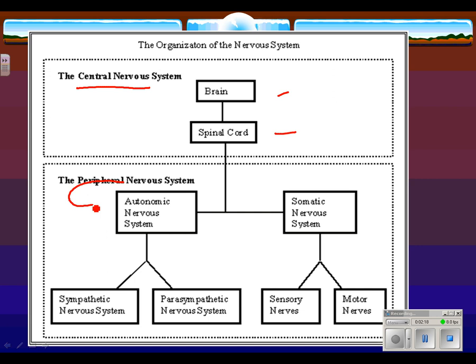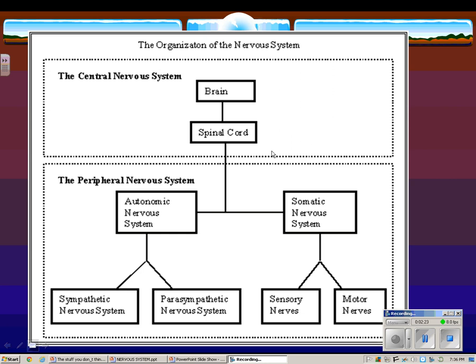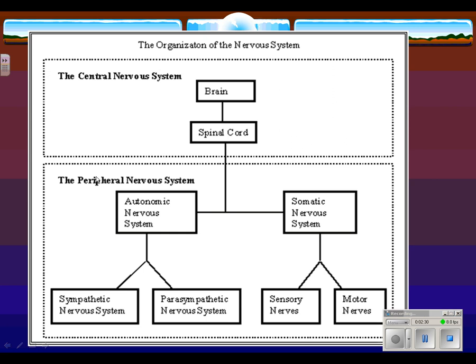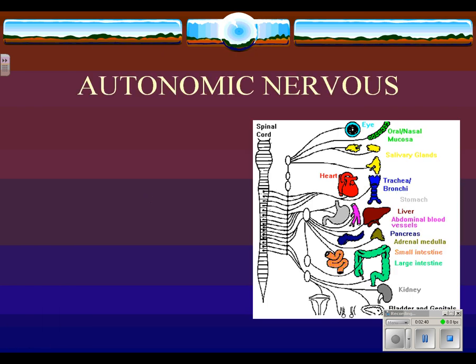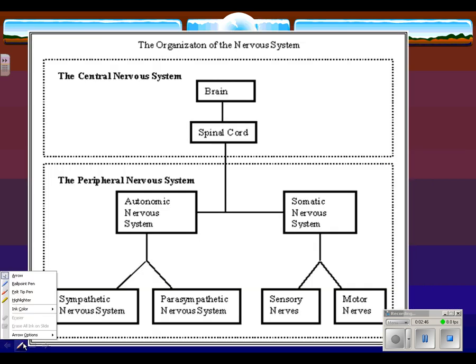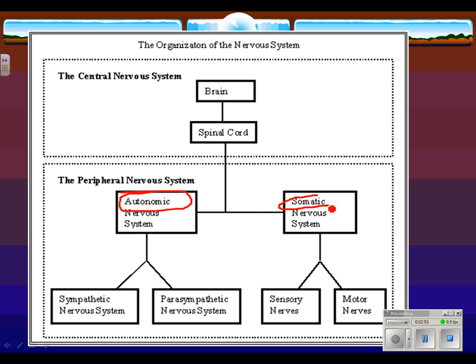Sorry about that, my ink's a little off. The peripheral nervous system. Peripheral meaning outside. The peripheral actually consists of two parts. The autonomic nervous system and the somatic nervous system.